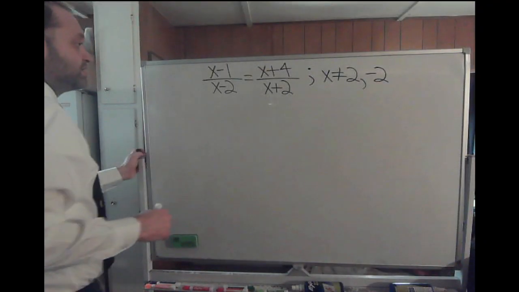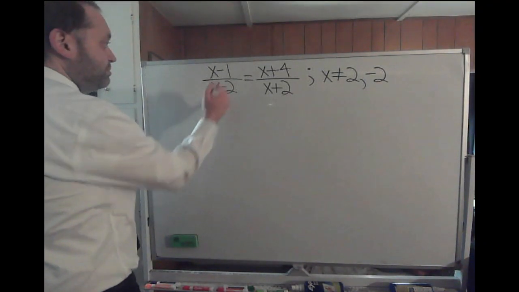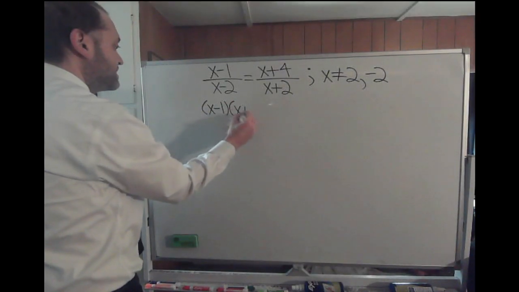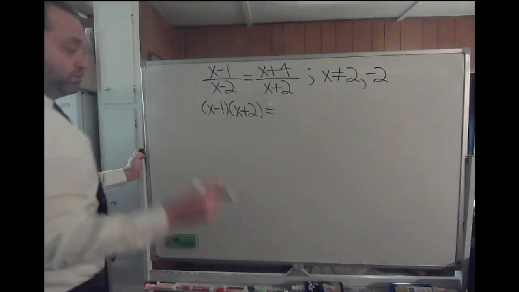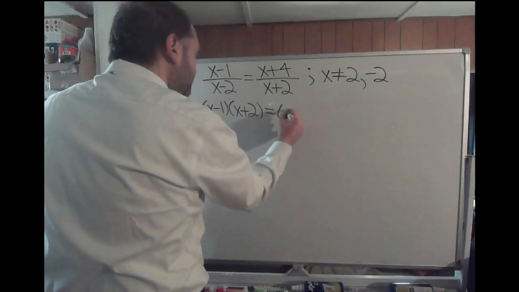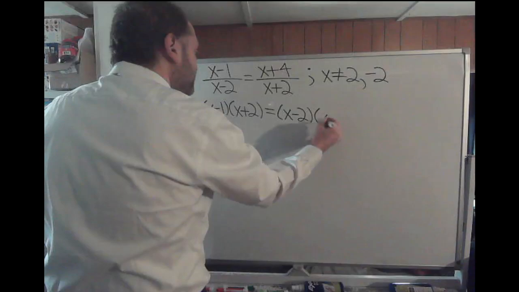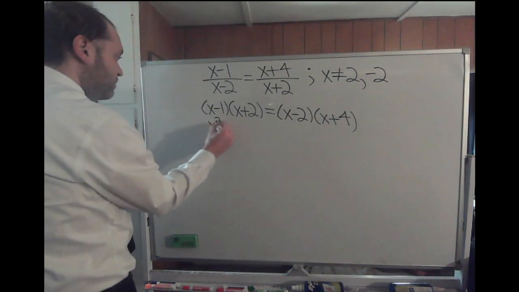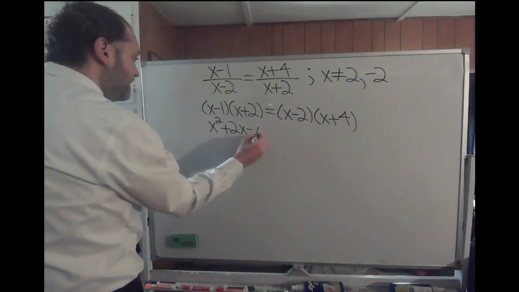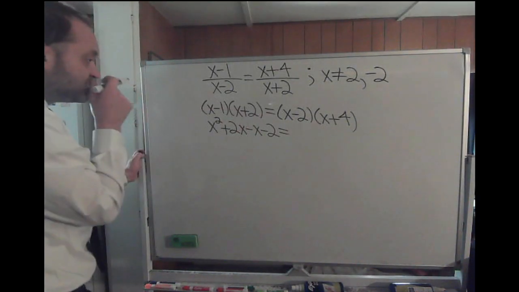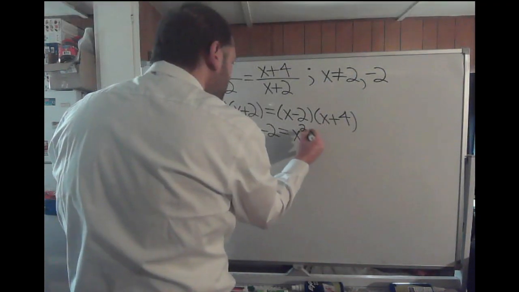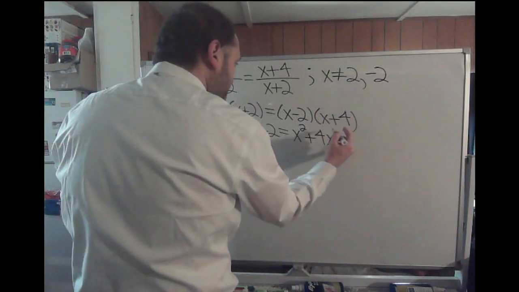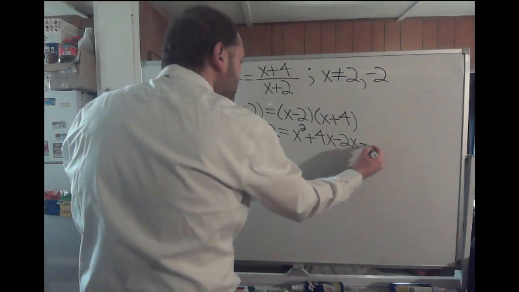Let's now take the products of the means times the extremes. The product of the means would be the quantity of x minus 1 times the quantity of x plus 2. Set that equal to the product of the extremes, which would be the quantity of x minus 2 times the quantity of x plus 4. Do your foiling. On the left side, you get x squared plus 2x minus x minus 2 is equal to, on the right, you'll get x squared plus 4x minus 2x minus 8.